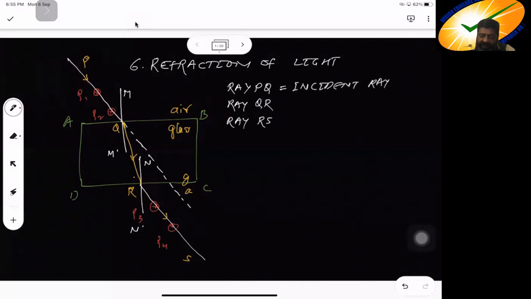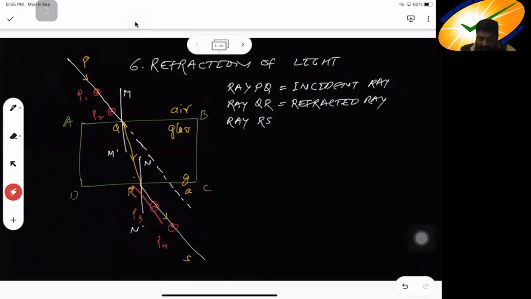इसको incident ray बोलते हैं because it falls on face AB. Ray QR is the one which has bent first. सबसे पहले bend होने वाला, यहाँ सीधा जाना चाहिए था, bend हो गया. Because it has got bent, it is called refracted ray. Refraction हुआ ना इसका, तो refracted ray.